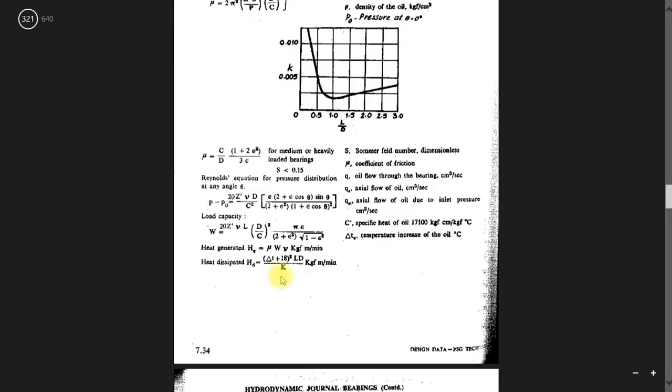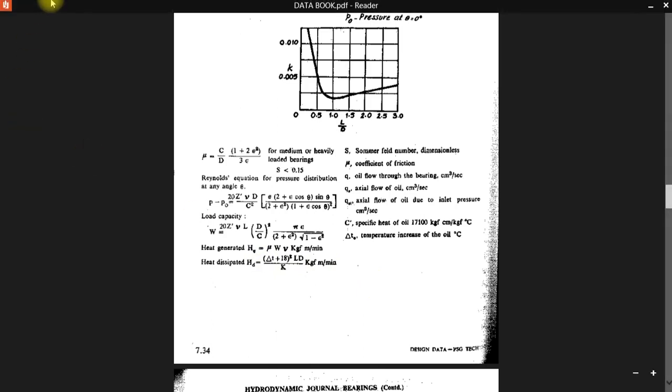Again the formula is available on the same page number. You can see here, heat dissipation is equal to temperature difference plus 18 the whole square into L into D divided by K. Otherwise the same thing can be written as CD. CD is nothing but a specific heat dissipation, which we have already seen, which is nothing but the heat dissipation coefficient. So the same formula can be written as CD into L into D into TB minus TA. So TB minus TA we have to find out.